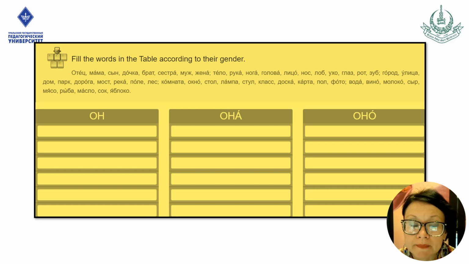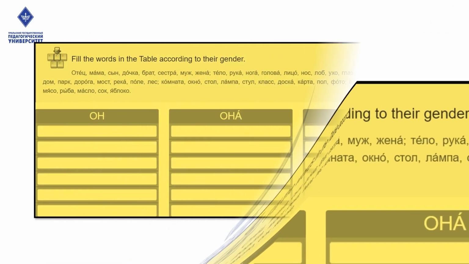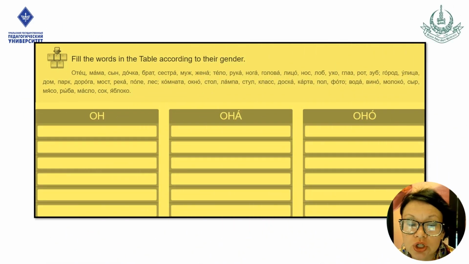Дочка, the a ending corresponds to она, feminine. Брат, t, hard stem ending, consonant, on, masculine. Сестра, a ending, corresponds to feminine, она. Муж, ж, hard stem ending, consonant, on, masculine gender. Жена, a ending, corresponds to она, feminine.